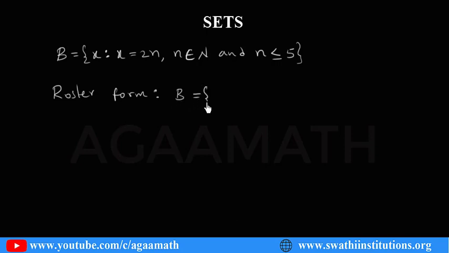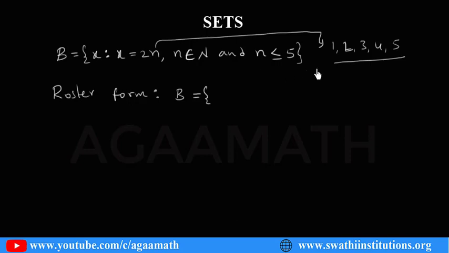So B equals to 2n, and n is what? Natural number, as well as n values taken as what? Less than or equals to 5. So in natural numbers, what are the values less than or equals to 5 means 1, 2, 3, 4, 5. So in the place of this n, you have to substitute all these values.